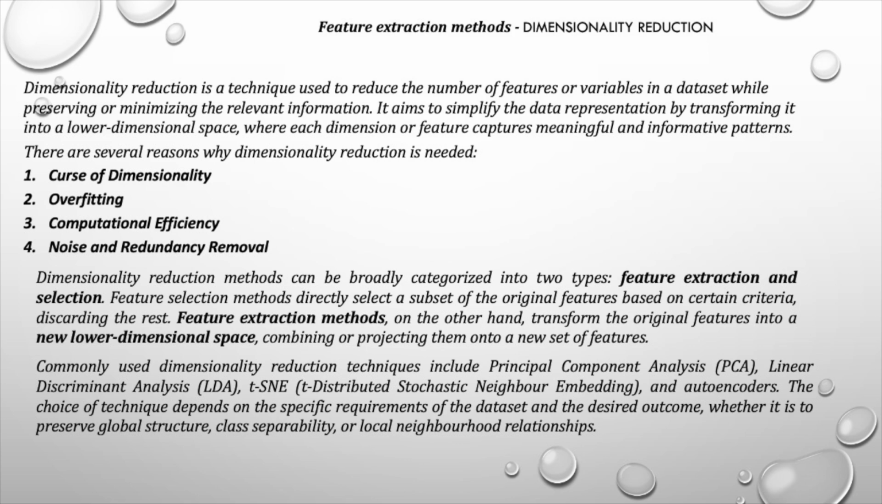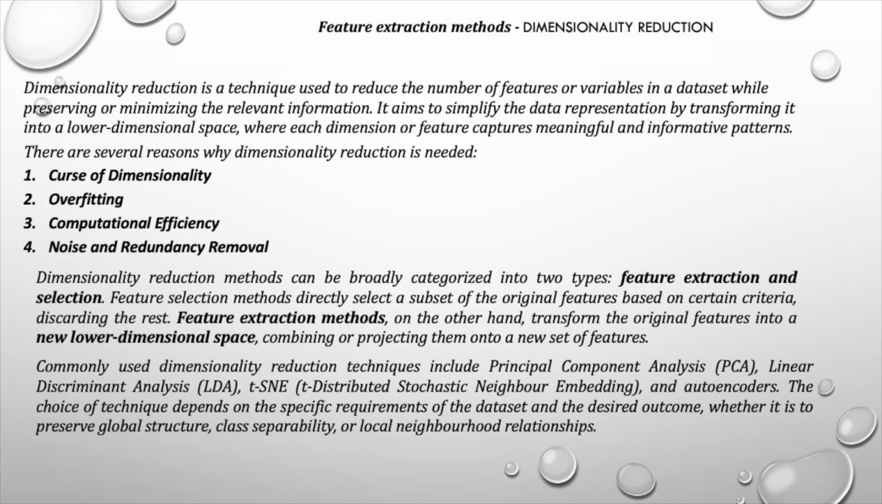Feature selection methods directly select a subset of the original features based on certain criteria, discarding the rest. Feature extraction methods, on the other hand, transform the original features into a new lower dimensional space, combining or projecting them onto a new set of features. Commonly used dimensionality reduction techniques include principal component analysis, PCA, linear discriminant analysis, LDA, t-SNE, t-distributed stochastic neighbor embedding, and autoencoders. The choice of technique depends on the specific requirements of the dataset and the desired outcome, whether it is to preserve global structure, class separability, or local neighborhood relationships.